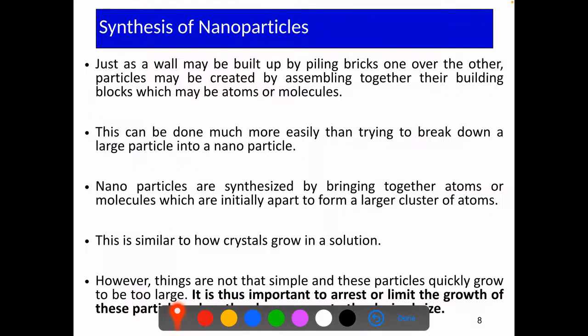Okay, so let's continue. Just as a wall may be built up by piling bricks one over the other, particles may be created by assembling together their building blocks, which may be atoms or molecules, and that's what we're trying to do in nanotechnology, okay? This can be done by trying to break down a large particle, or it can be synthesized by bringing together atoms or molecules which are initially apart to form a larger cluster of atoms.